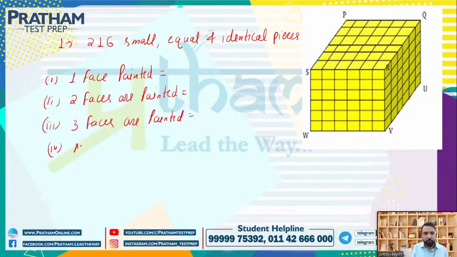Fourth question is, no face is painted. This is the cube, a large solid cube. All 6 faces are painted with yellow color, right? And then that cube can be cut into 216 small, equal and identical pieces. How many small cubes are there whose exactly 1 face is painted, exactly 2 faces are painted, exactly 3 faces are painted, and whose no face is painted?